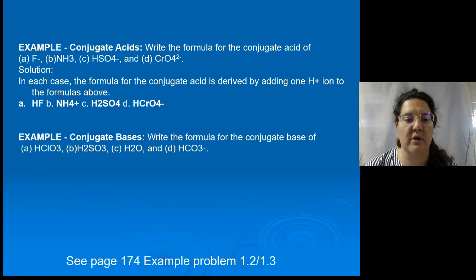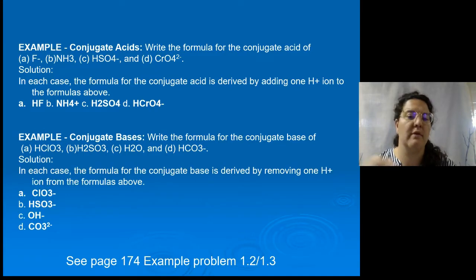Now to identify conjugate bases. Write the formula for the conjugate base of the following acids. To have a conjugate base, we're going to remove a hydrogen ion from the following acids. So instead of HClO3, we're going to have ClO3 negative. Instead of H2SO3, we're just going to have HSO3 negative. Instead of H2O, simply OH negative. And instead of HCO3 negative, we're going to have CO3 2 negative.